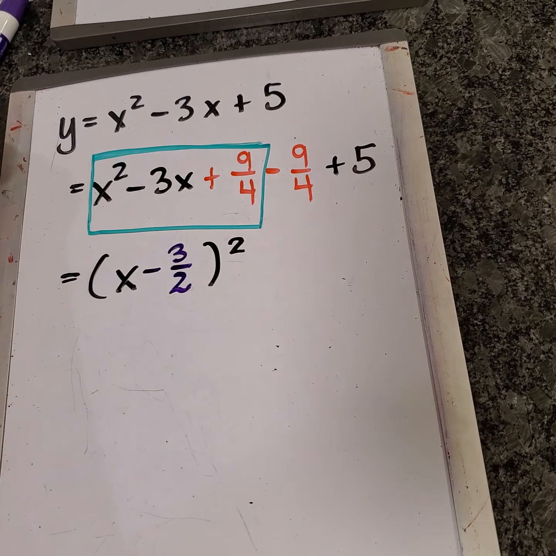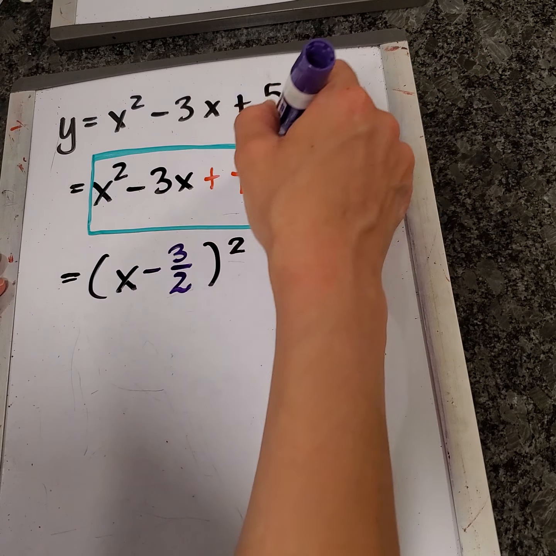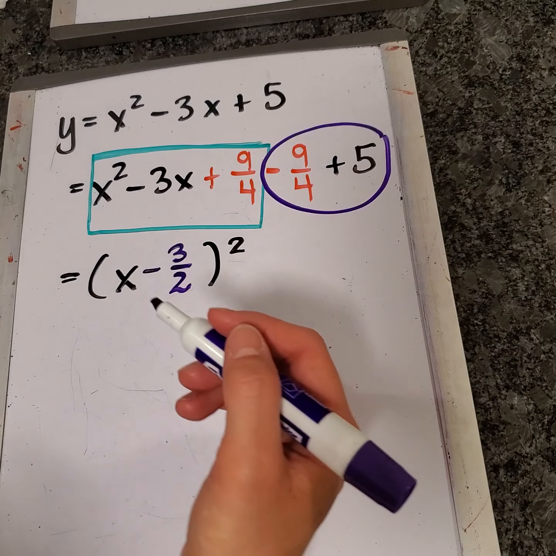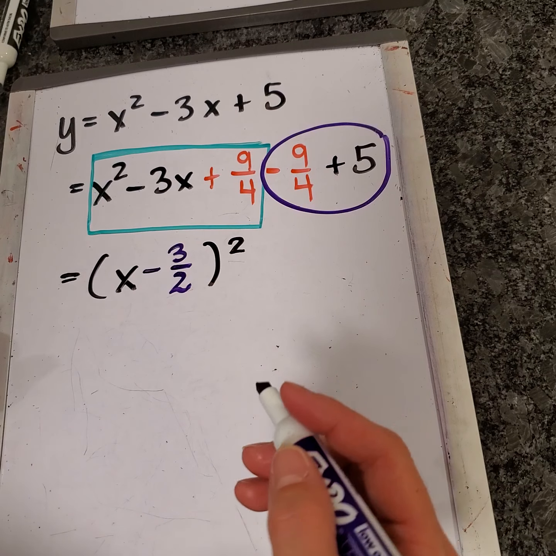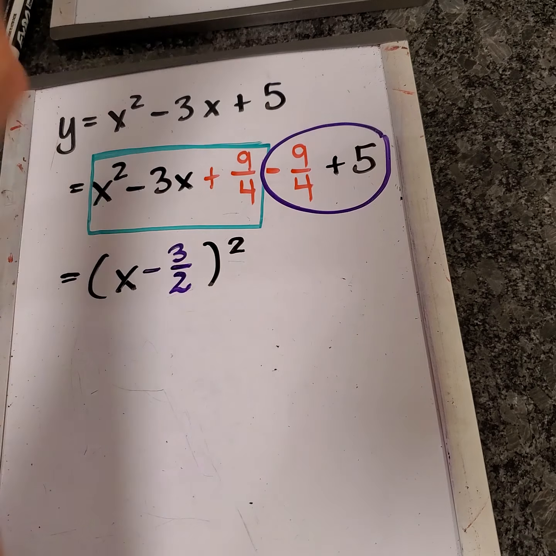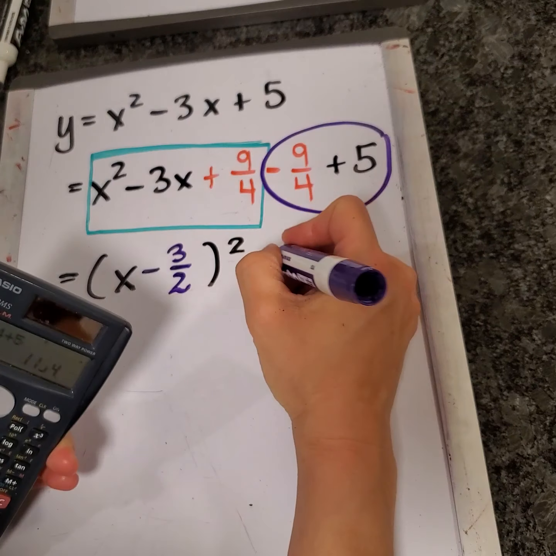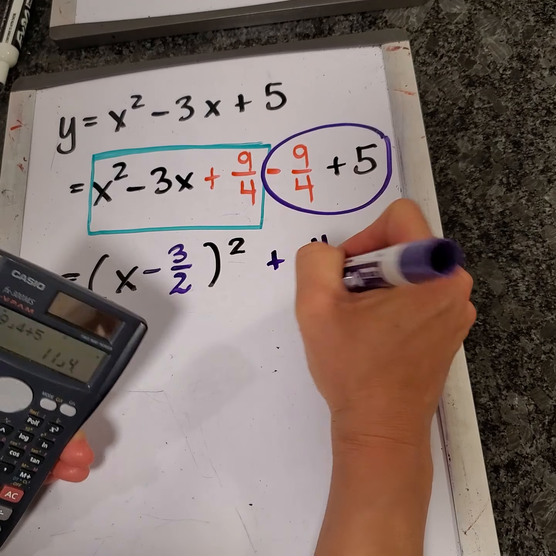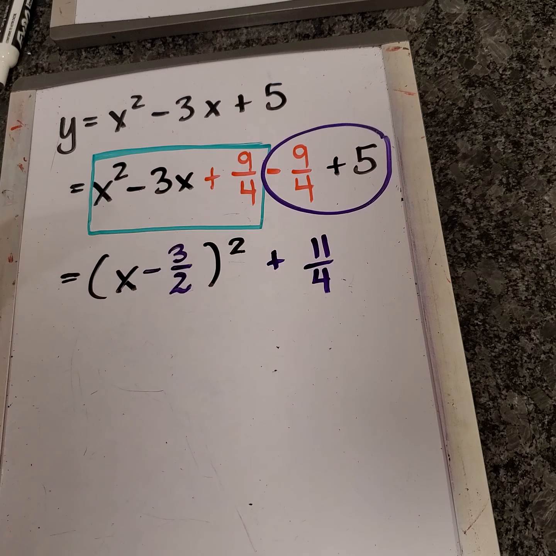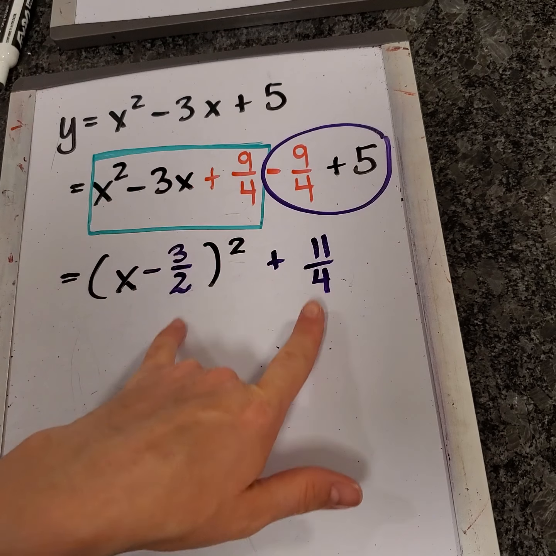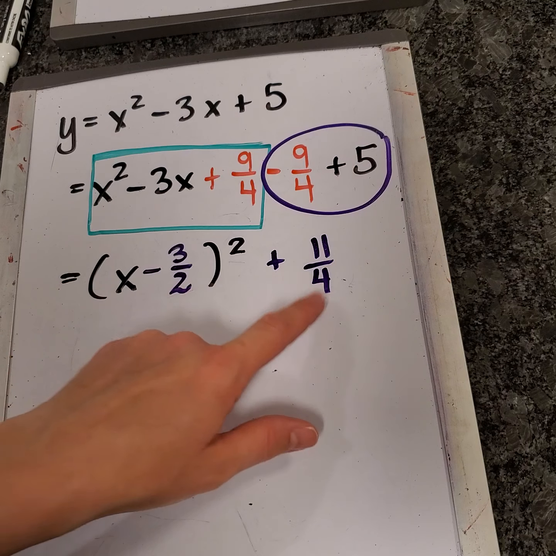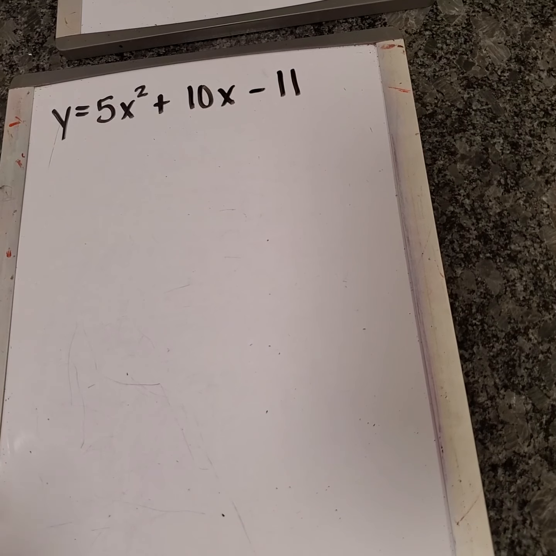And now I just have to collect like terms here, which I can do on my calculator using the fraction button, which I don't have out right now. And that works out to be 11/4. So a minute ago, all I knew about this quadratic relation was the direction of the opening and the y-intercept. Now I know the vertex. 3/2, 11/4.